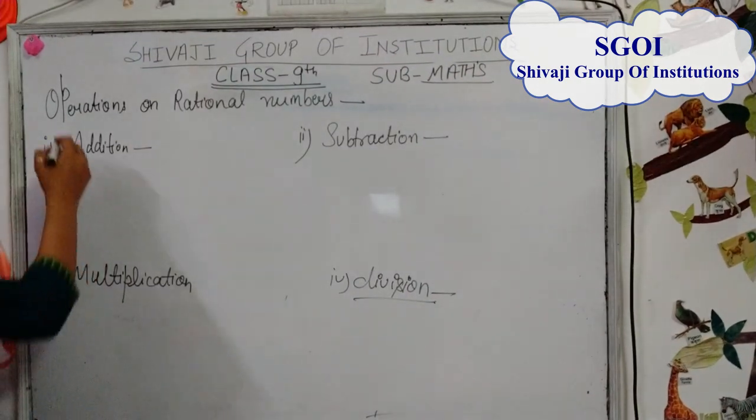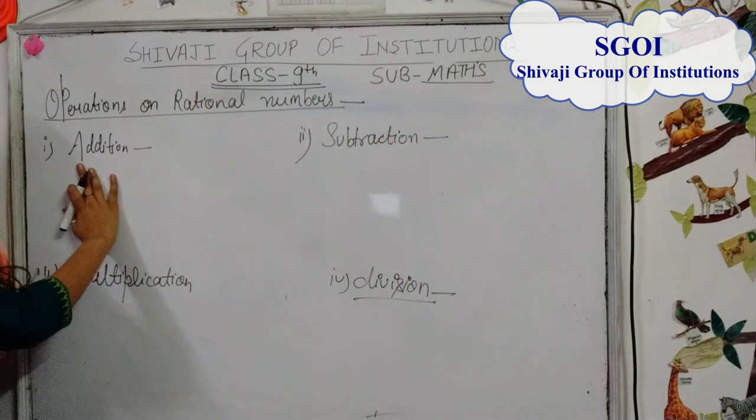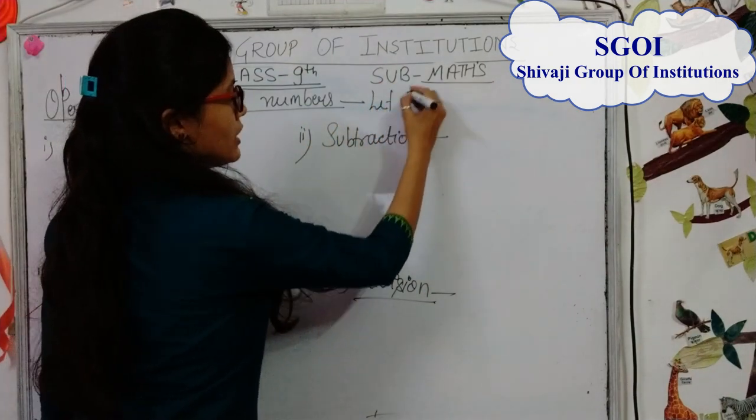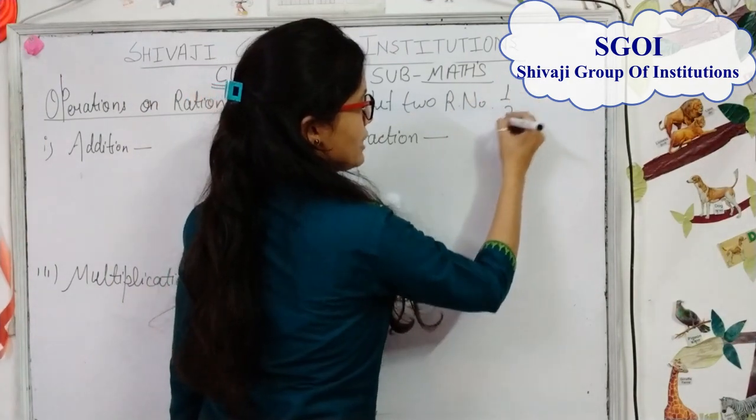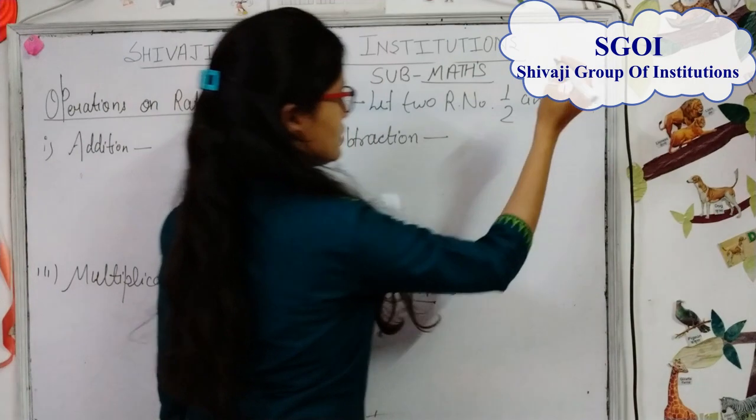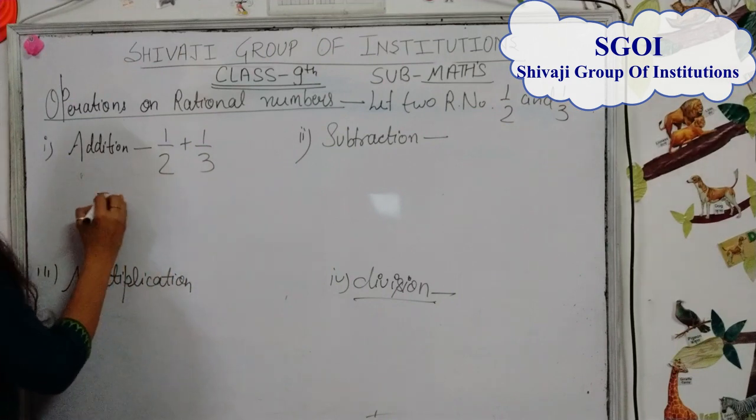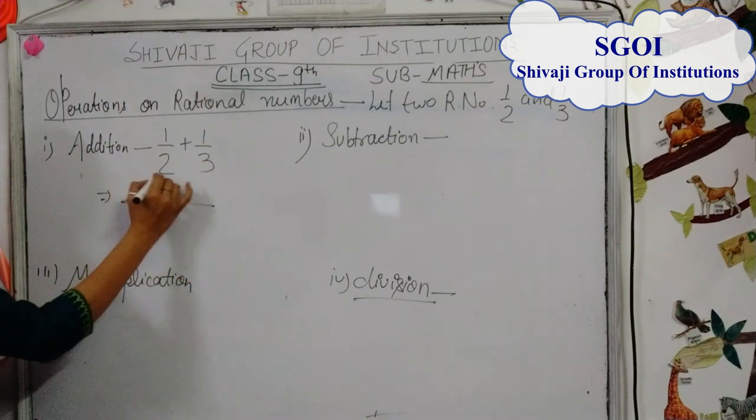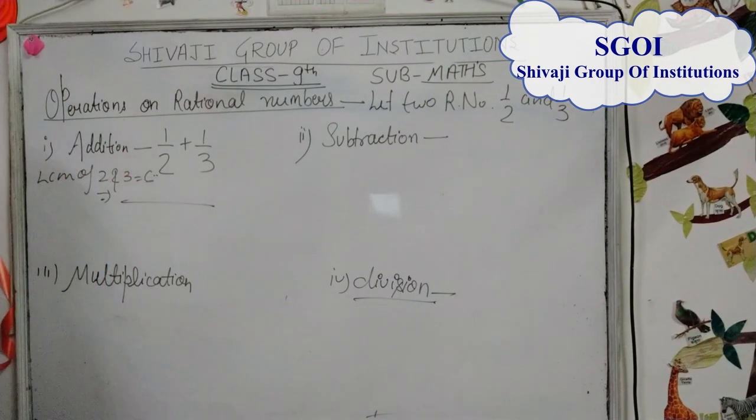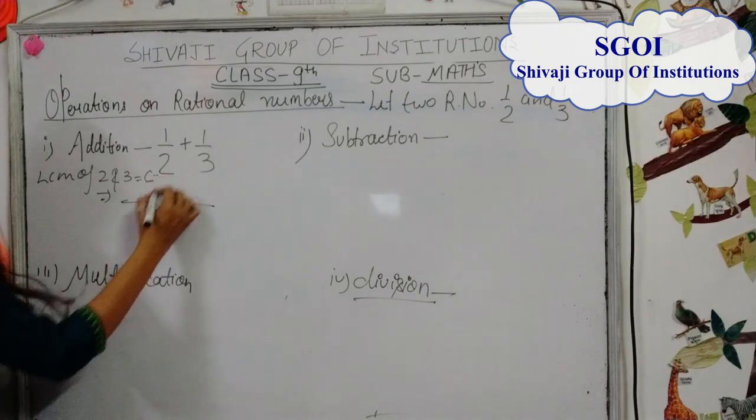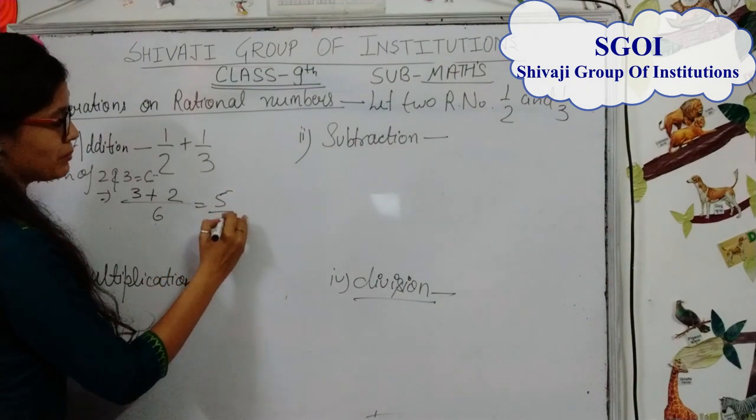Now students, operations on rational numbers. Let's see. First is addition. Let two rational numbers be 1/2 and 1/3. Now add them: 1/2 plus 1/3. Find the LCM of 2 and 3, which is 6. Then we get 3 plus 2, which means the answer is 5/6.